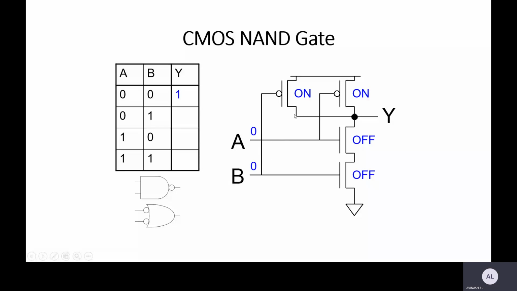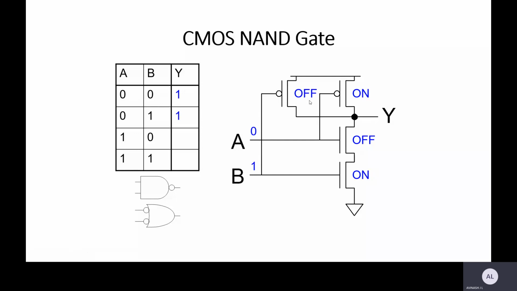Obviously, if 0 is given to the PMOS, it is on. The top is on, and the bottom two NMOS transistors are off. So what is the output for a NAND gate? 1 we will get. So for 0, 0 input, the output is 1.